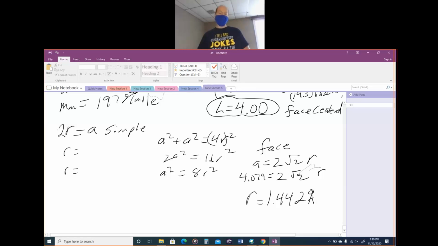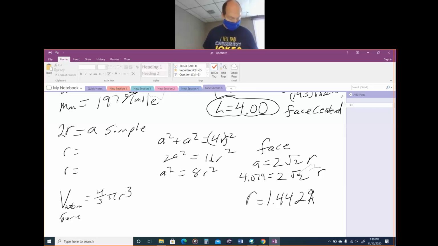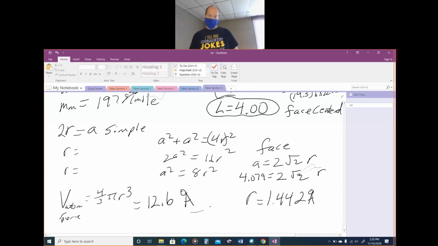All right, then when you want the volume of an atom, it is a sphere. And that is 4/3 pi r cubed. So you take that number and cube it, times pi, times 4 divided by 3. And that is 12.6. And I left them in angstroms, so it is 12.6 angstroms cubed for the volume of a gold atom.